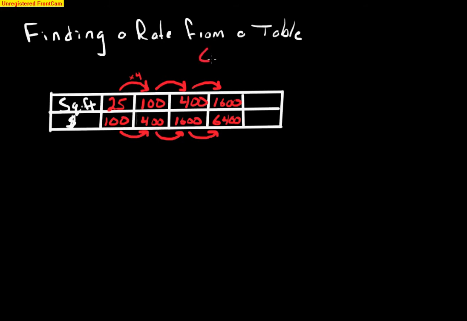We'll say this is the cost of artificial turf for a football field. Okay, so down here what we're saying is that for this many square feet, this is what it's going to cost. Okay, so we'll go back to the hand so you can see where my cursor is. So for 25 square feet, it's $100. For 100 square feet, it's $400. And then all the way over here for 1,600 square feet is $6,400.